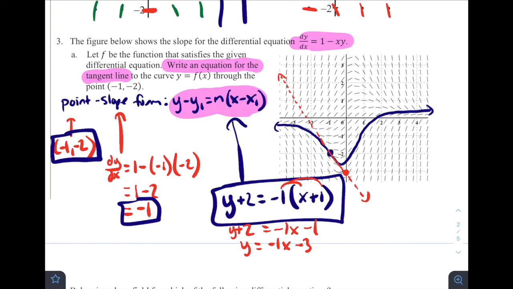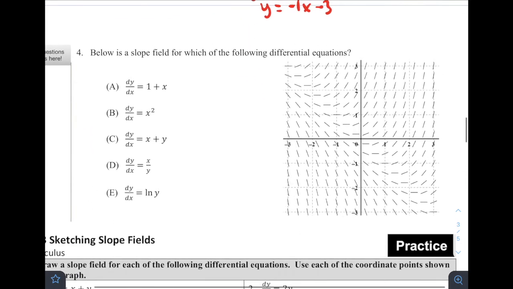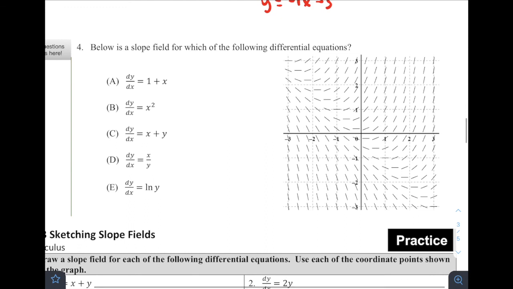This is not something that it asked us to do in this problem, but it connects what we're doing visually, which is sort of nice. All right, we're going to move on to the final page that we've got here. Problem number 4, final problem for today.